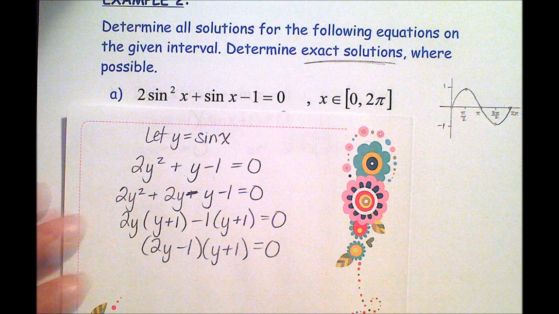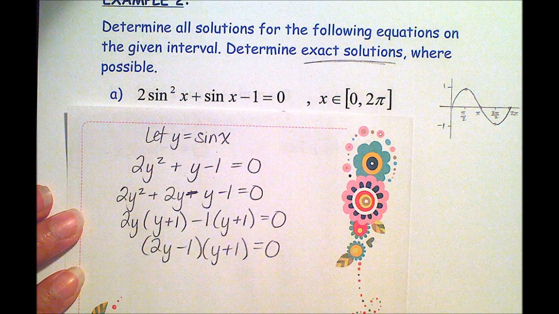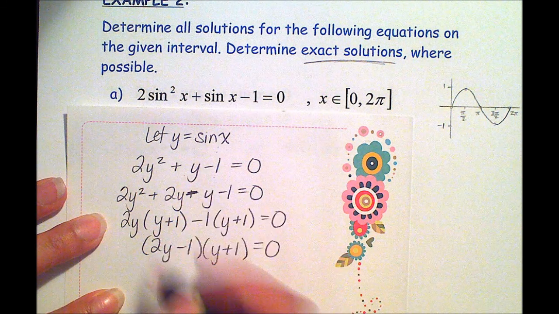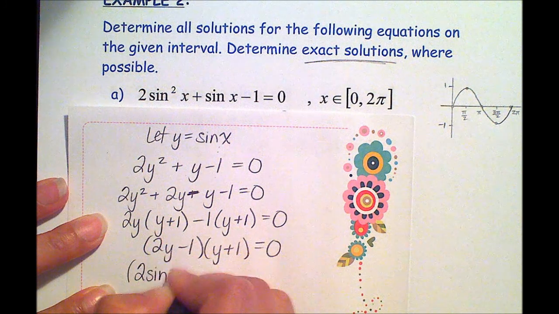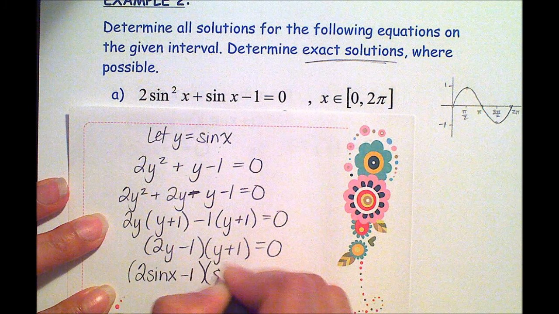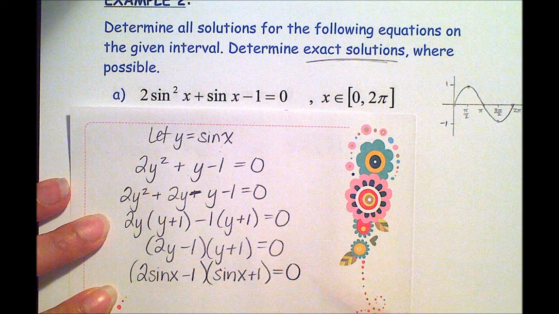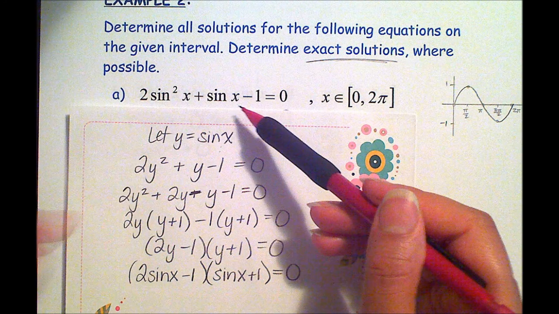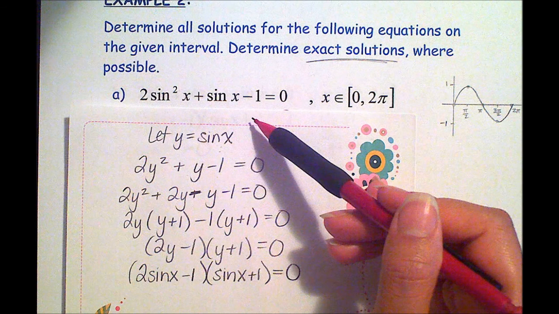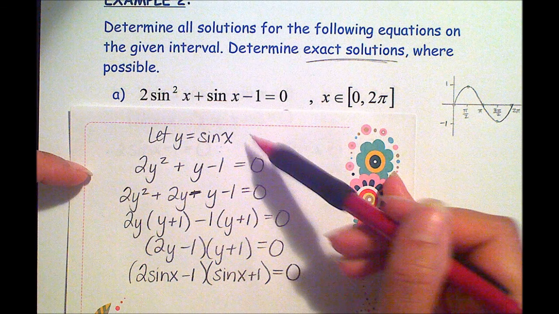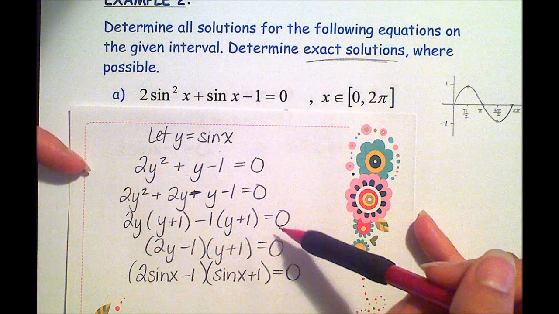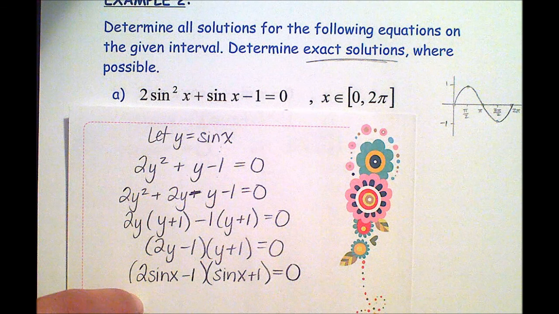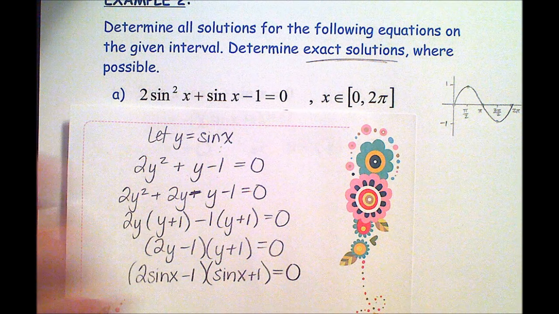If you let a different variable represent your function, it makes it a little bit easier to factor. If I replace y with sine x, this would look like 2 sine x minus 1 times sine x plus 1 equals 0. If you find it challenging to factor a trig function that's got an exponent of 2, it's much easier to replace the function with a variable and factor it based on the principles that you learned in grade 10, and then replace the variable with the function you're looking at. I've already done that here.